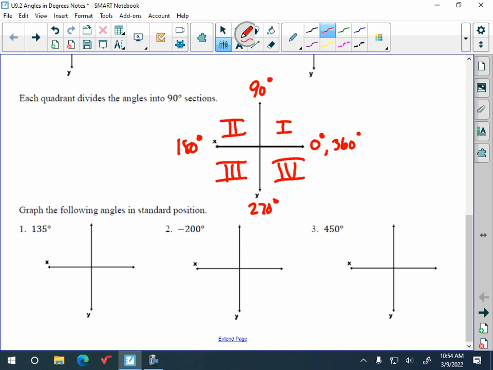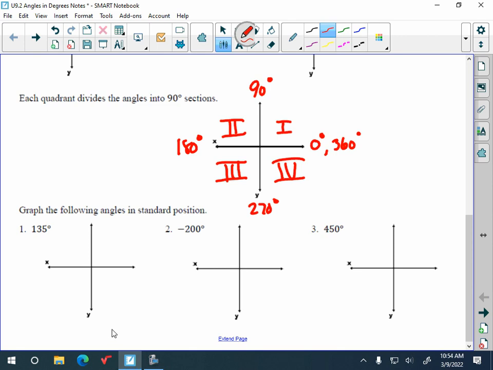Now, if we go in the negative direction, this is 0 degrees. In the negative direction, this becomes negative 90, negative 180, negative 270, negative 360, and so on. Just understand that when you go in this direction, that's negative 90 degrees, which is the same position where positive 270 is, and so on.